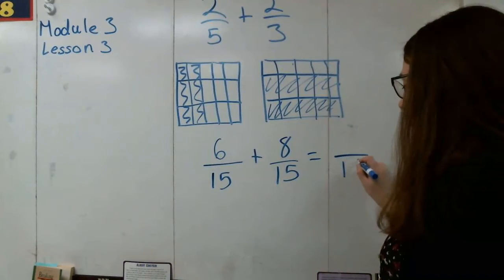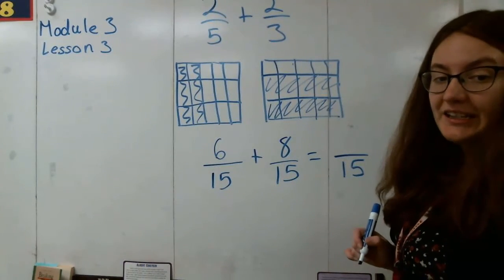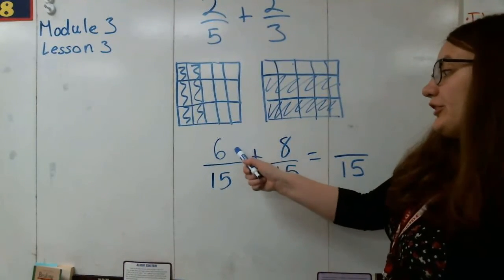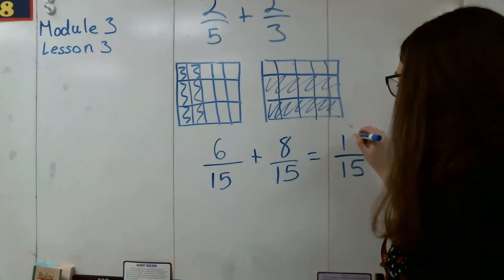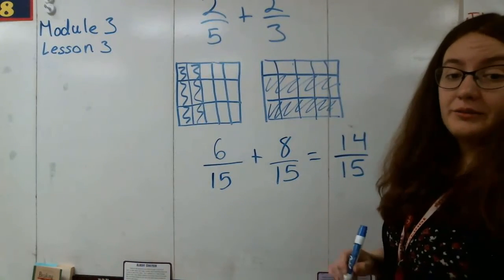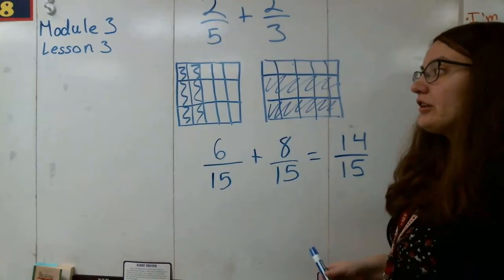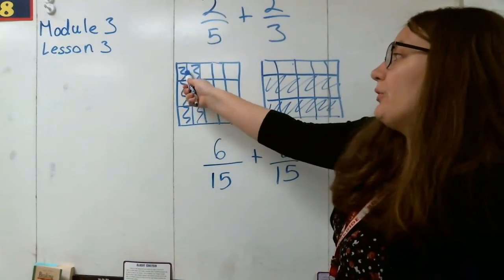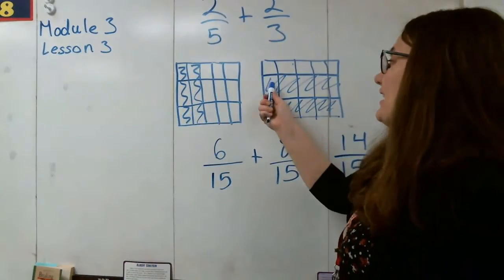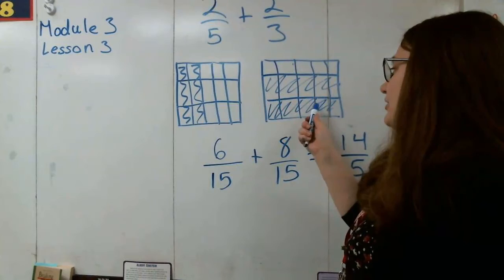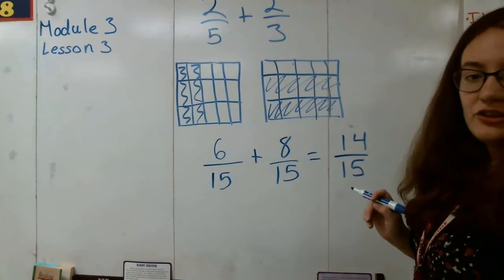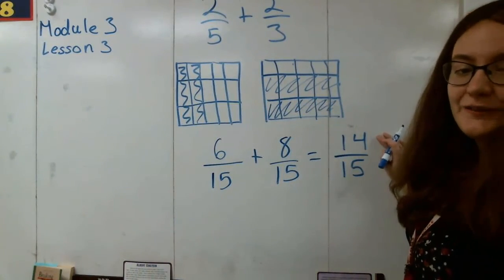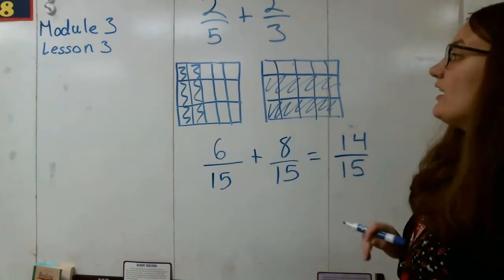Remember, my denominator is not going to change. It's going to stay as 15. And now I add up my numerator, 6 plus 8. 6 plus 8 is 14. And remember, if you have any difficulty adding up these numbers, then you can just take a look at your model. So I can add up 1, 2, 3, 4, 5, 6, 7, 8, 9, 10, 11, 12, 13, and 14. So that is another way that we can do this. So my final answer is 14/15.